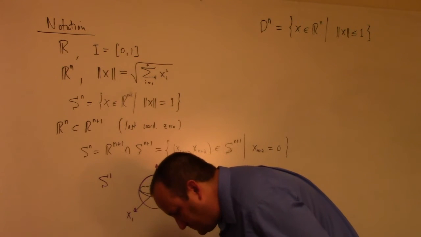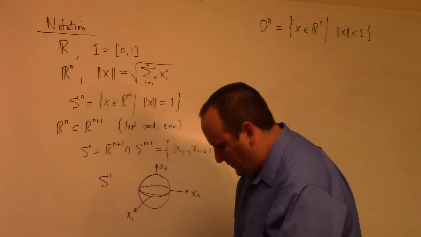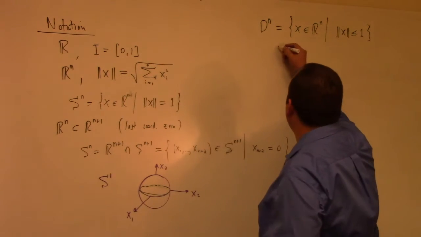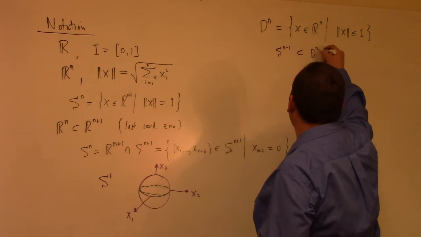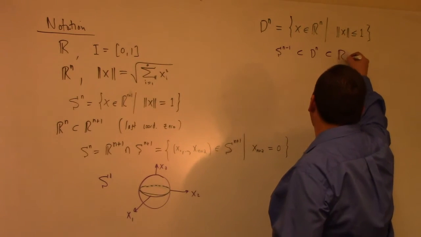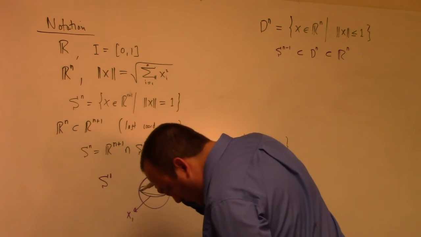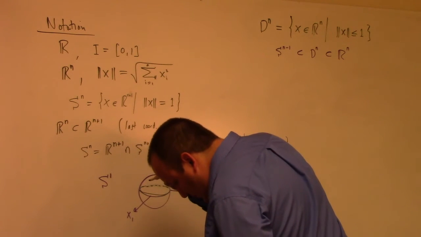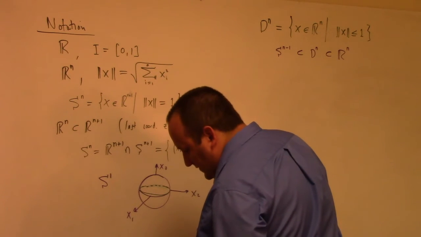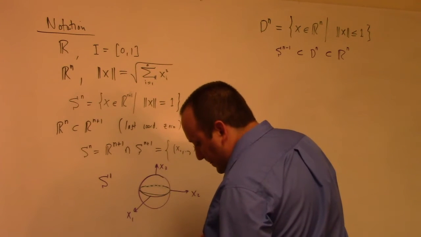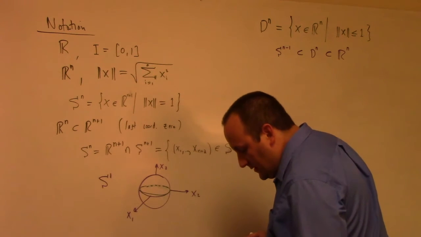So there's the n disk, or n ball. And what are the inclusions we have here? We have S^(n-1), a subset of D^n, which is a subset of what? At this point he introduces the standard n simplex, and I'm not really doing anything with that in this section, so I'm going to just skip it.